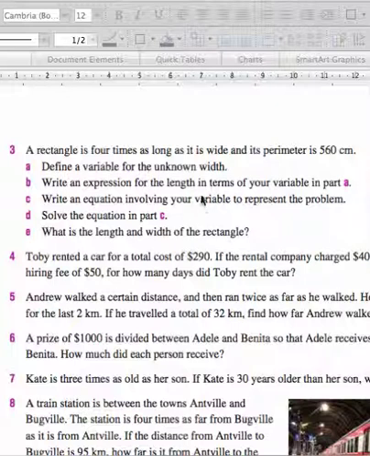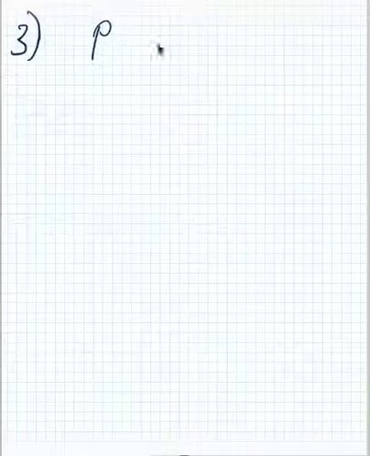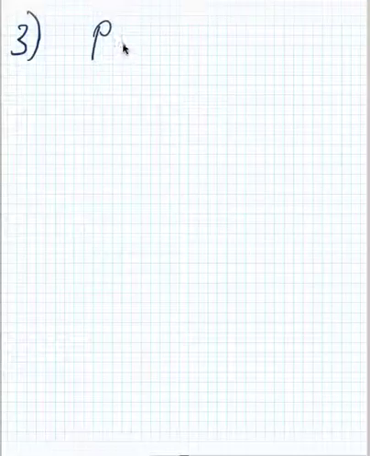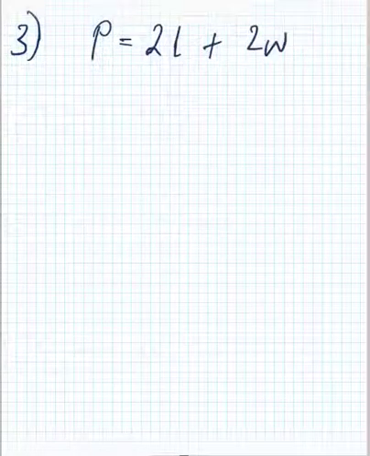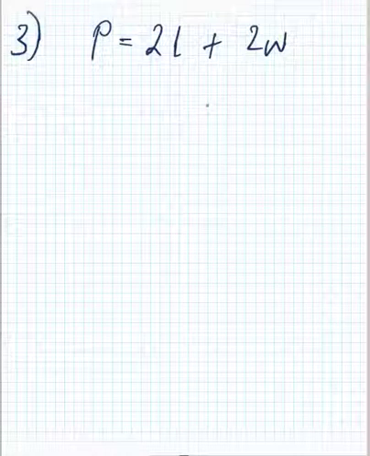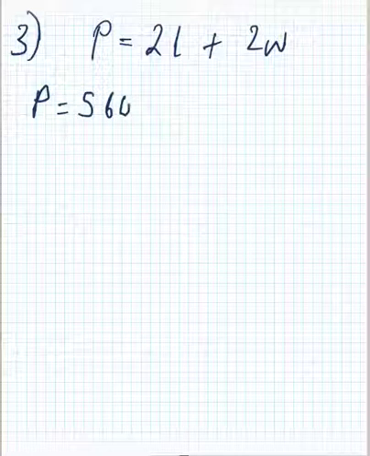Before I do anything else, I'm going to write down the information that I know when it comes to a rectangle and its perimeter. Now we know the perimeter of a rectangle is equal to 2 lengths plus 2 widths. And this can be factorized, but we'll just leave it like this. We're also given information. It tells us the perimeter is 560 centimeters. So that's the total perimeter.